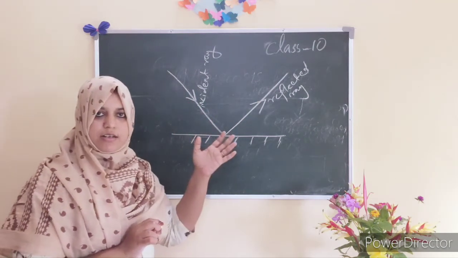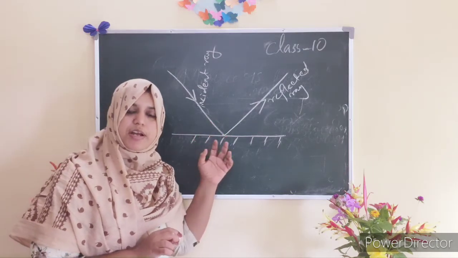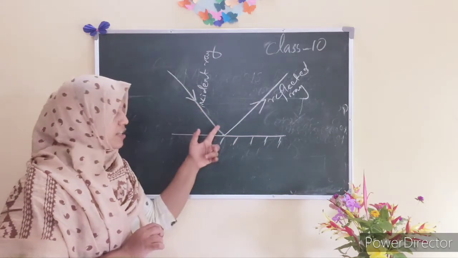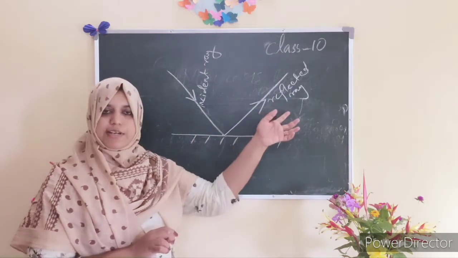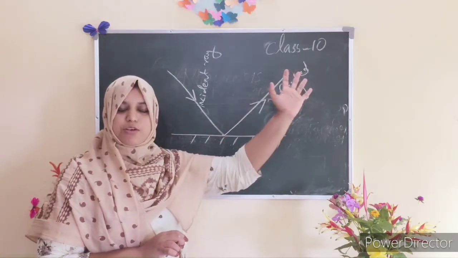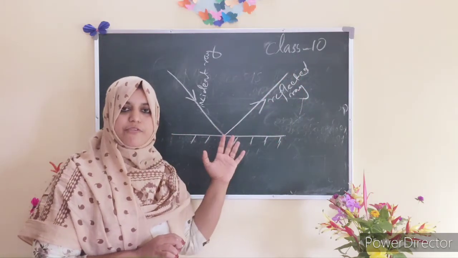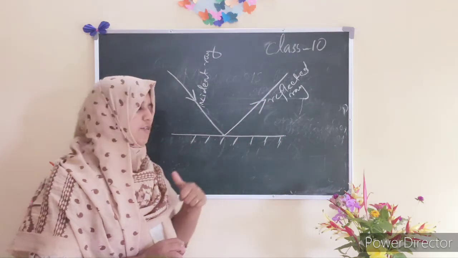Children, listen here. What is incident ray? Incident ray means a ray which strikes on the surface. And what is reflected ray? A ray which returns back from the surface is known as reflected ray.